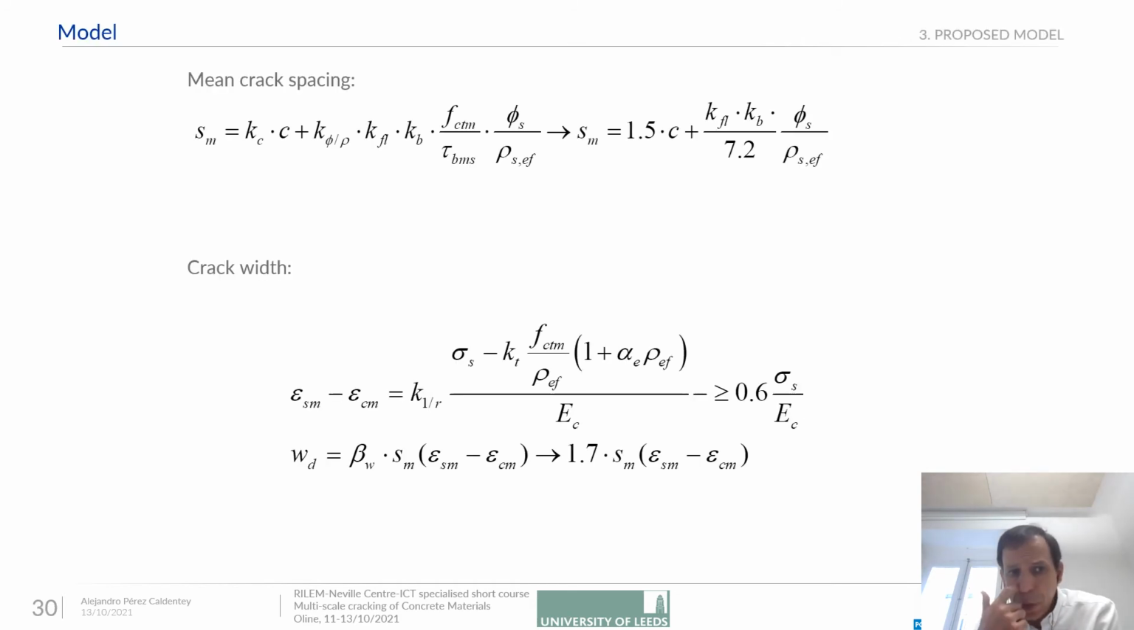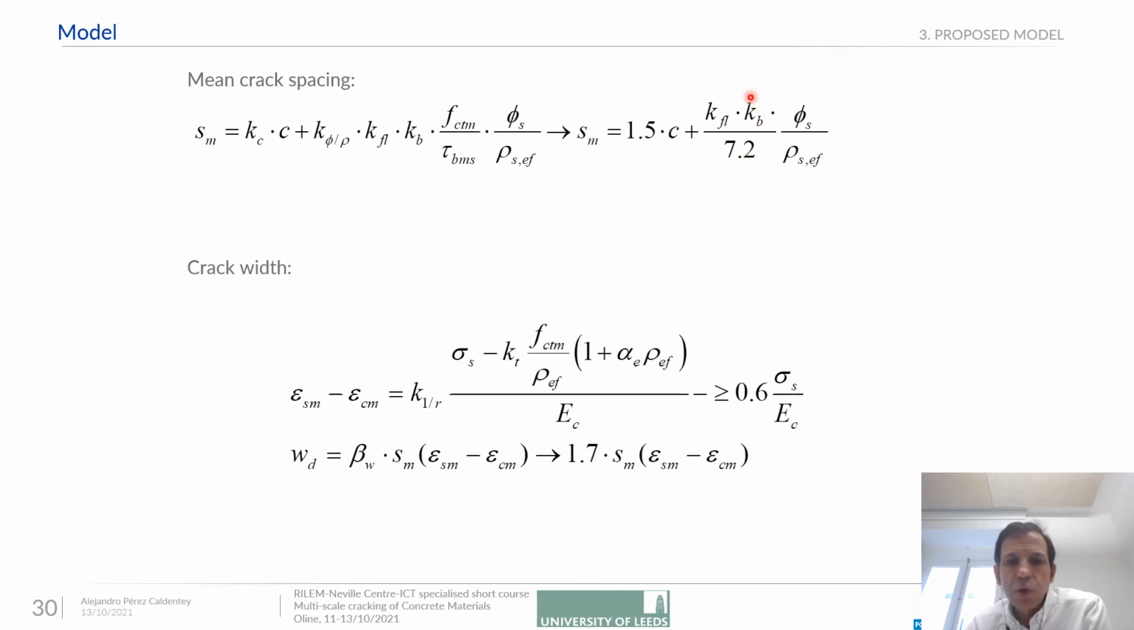Okay, so the proposed model looks something like this. You have calibration factors, Kc and K phi over rho effective. Kc would be equal to 1.5, and K phi over rho effective would be equal to 1 over 7.2. This is actually the same number which you obtain from bond theory, and this can be done because we have a KB factor of 0.9 for good bond conditions. This is the reason why this factor is not 1 for good bond conditions. It's just an aesthetical feature.